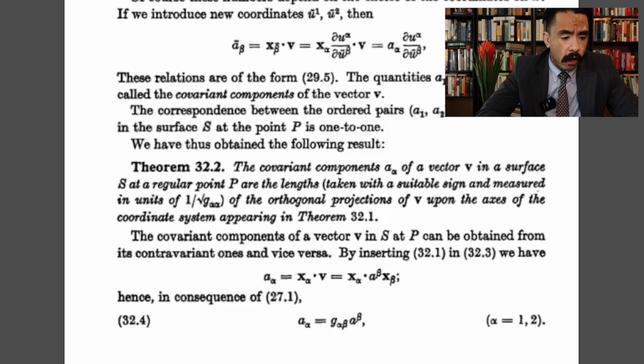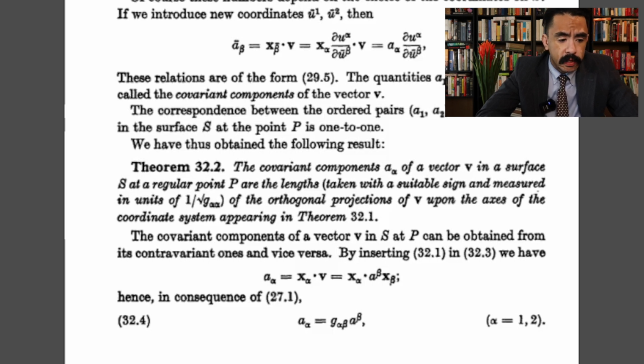We have thus obtained the following results. Theorem 32.2. The covariant components a sub alpha of a vector v in a surface S at a regular point P are the lengths, taken with a suitable sign and measured in units, of 1 over the square root of g sub alpha alpha of the orthogonal projections of the vector v upon the axes of the coordinate systems appearing in the previous theorem.